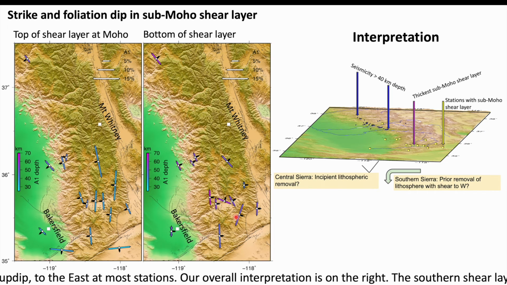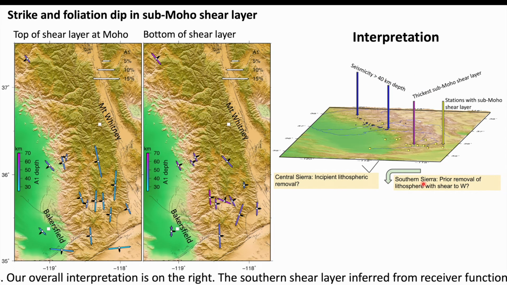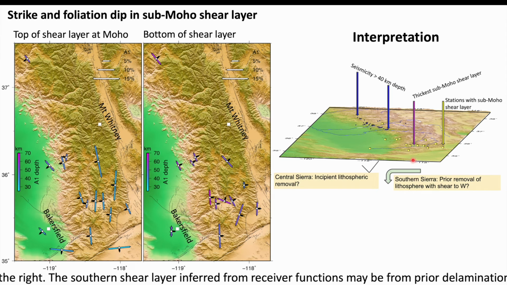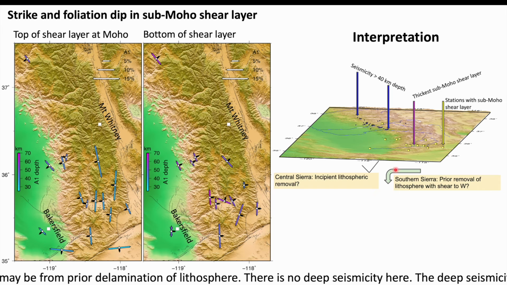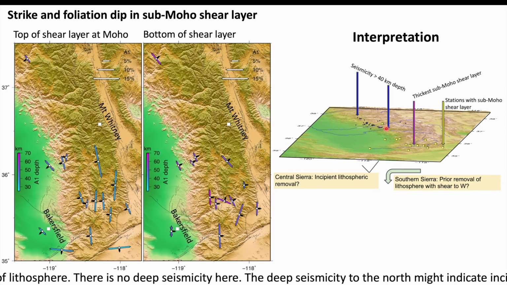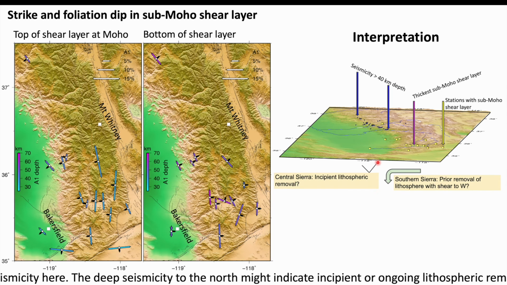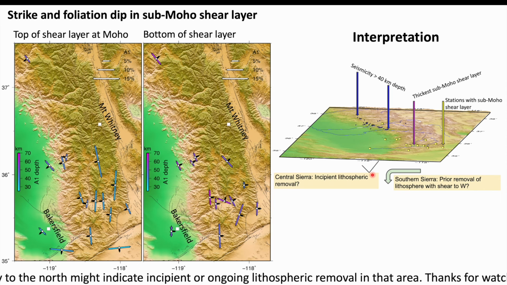Our overall interpretation is on the right. The southern shear layer inferred from receiver functions, maybe from prior delamination of lithosphere. There is no deep seismicity here. The deep seismicity to the north might indicate incipient or ongoing lithospheric removal in that area.